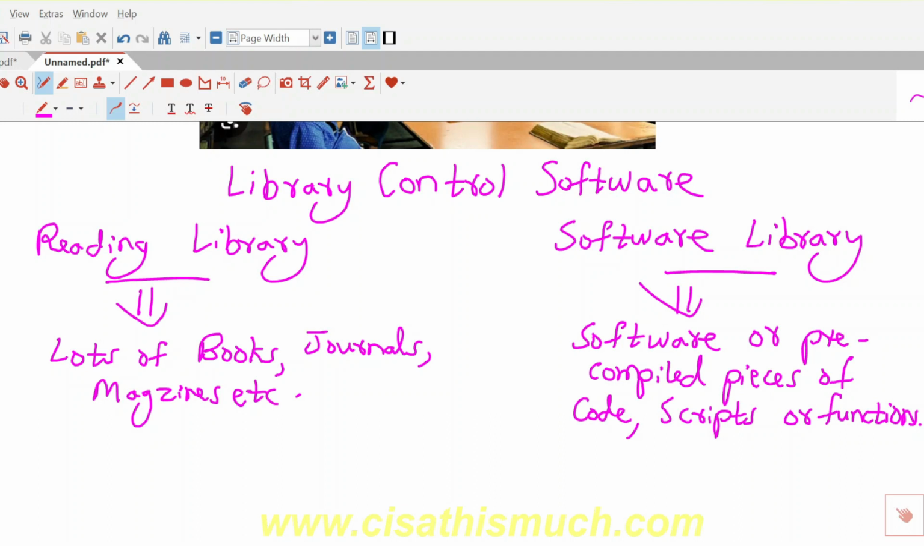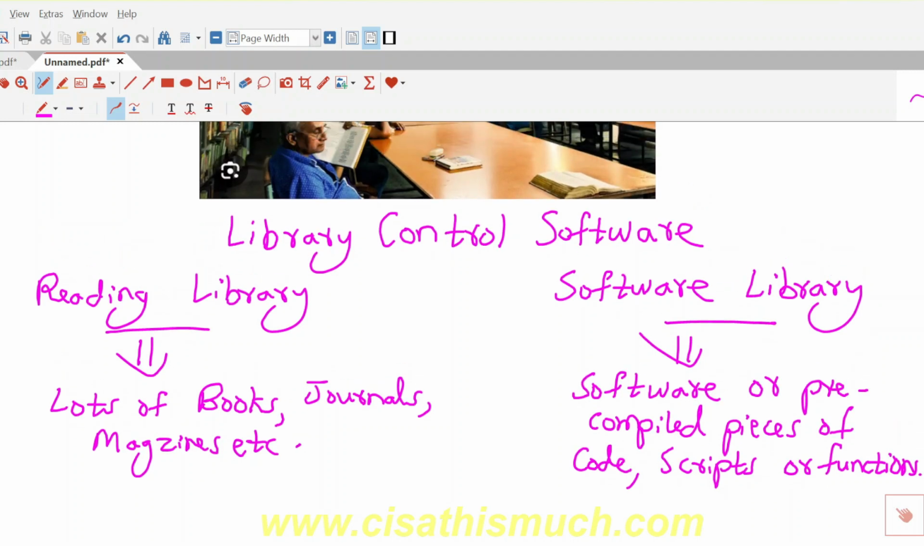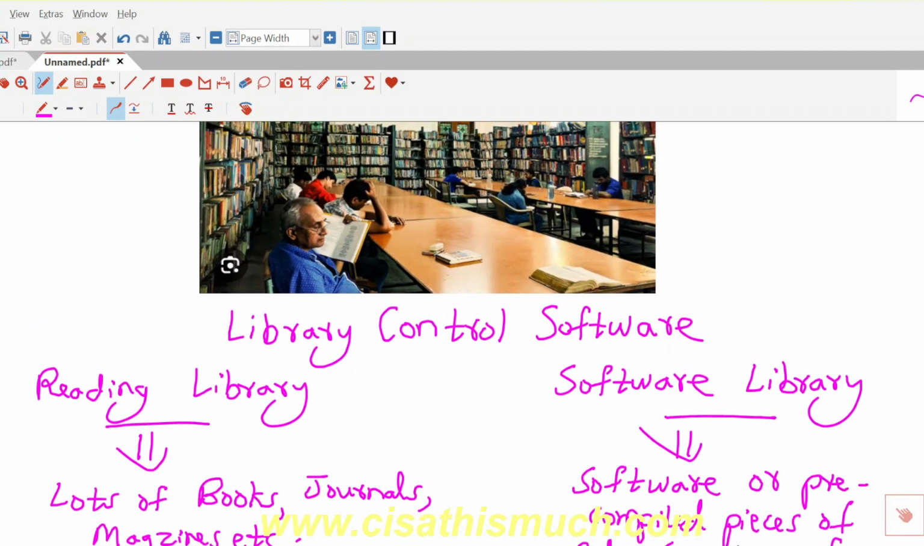If they develop any kind of software, or maybe they work for some other organizations, they have their own software which they sell, and then they manage all those things. So basically what exactly is happening is that we are managing the software or pre-compiled pieces of code, scripts, or functions. And even if you don't understand the meaning, when I say library, what is a library? It's a kind of repository of something. And that particular library is controlling the software.